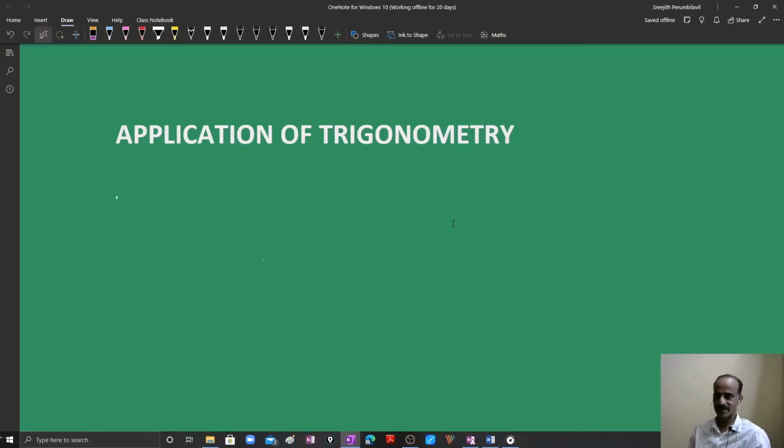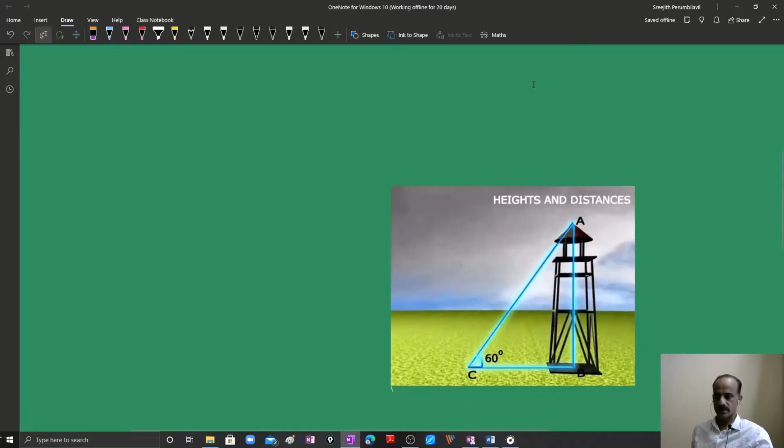It's not as you think, it's not a day-to-day life problem, but we will be using this concept of trigonometry to attend to some of our usual technical issues, or things which we observe or measure in our surroundings. For example, let us consider this figure.